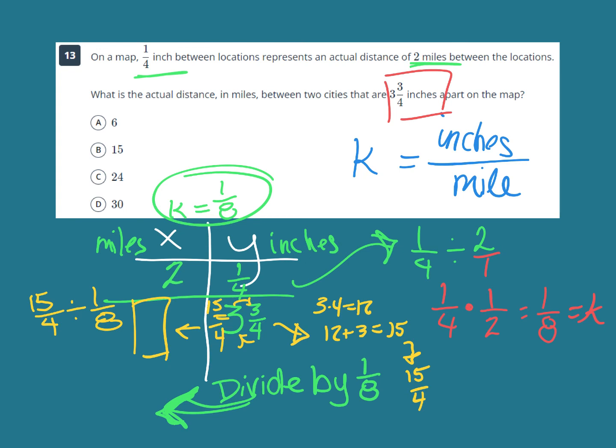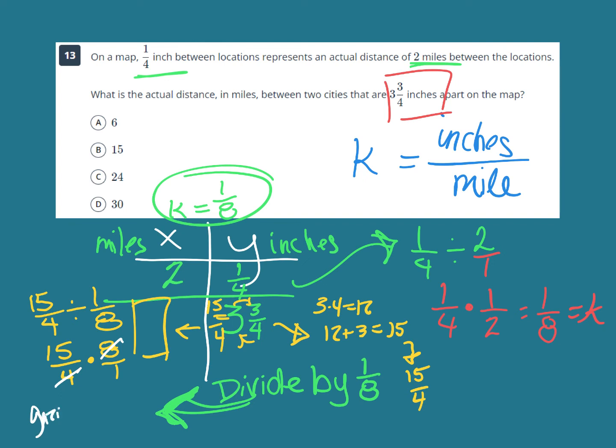Keep the first. Flip the second. Then we multiply. Keep the top with the top and the bottom with the bottom. Lastly, we reduce. Okay, so I know that I talked about this with a number of you. If I look across at the 4 and the 8, what's the gazinta they share? What goes into 4 and goes into 8? It's 4.